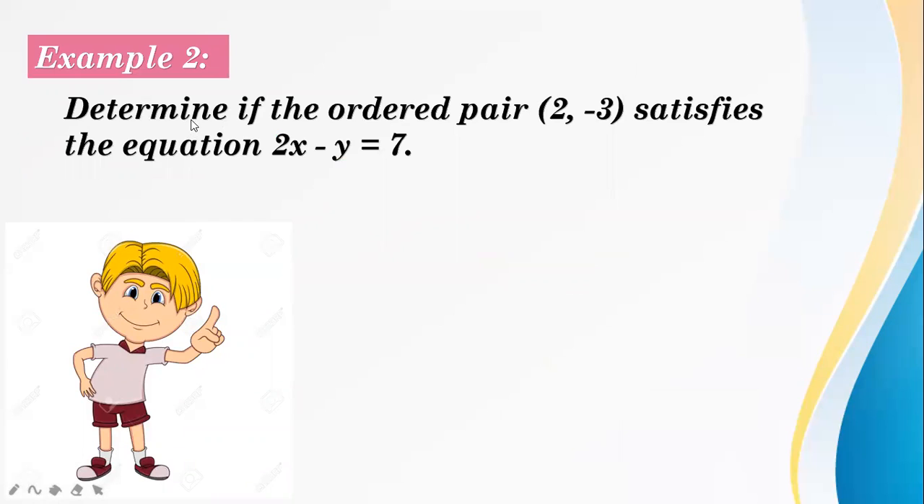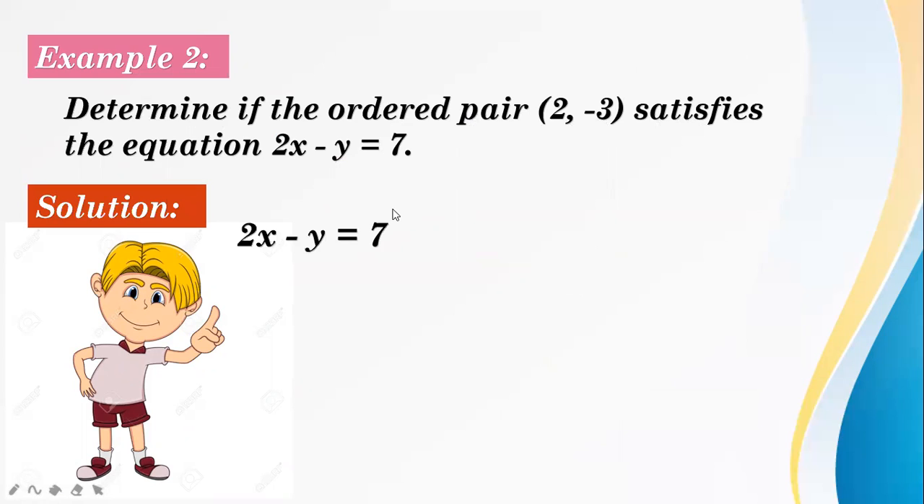Example number 2. Determine if the ordered pair 2, negative 3 satisfies the equation 2x minus y equals 7. Solution: 2x minus y equals 7. So x is 2, your y is negative 3. We are looking for whether this ordered pair is one of the solutions of the equation 2x minus y equals 7.